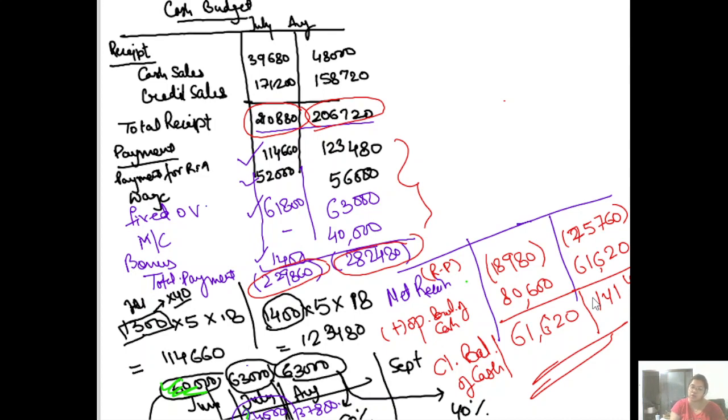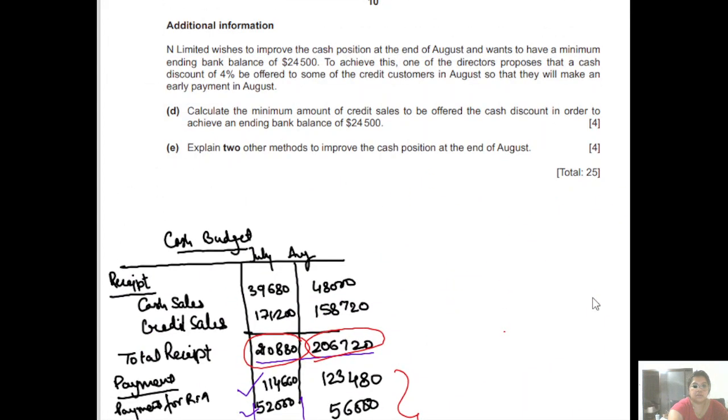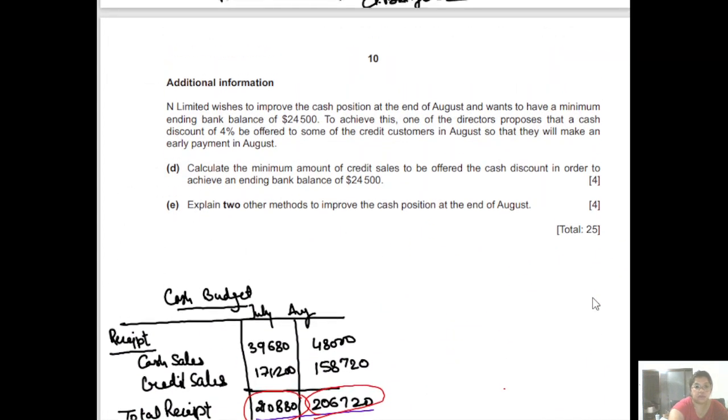Okay, now in the D and E part, they give you some additional information. Don't skip this video. This is also important, because here you have to find out the minimum amount of credit sales. What is your minimum amount? So how are you going to do that? First of all, read the additional information clearly.